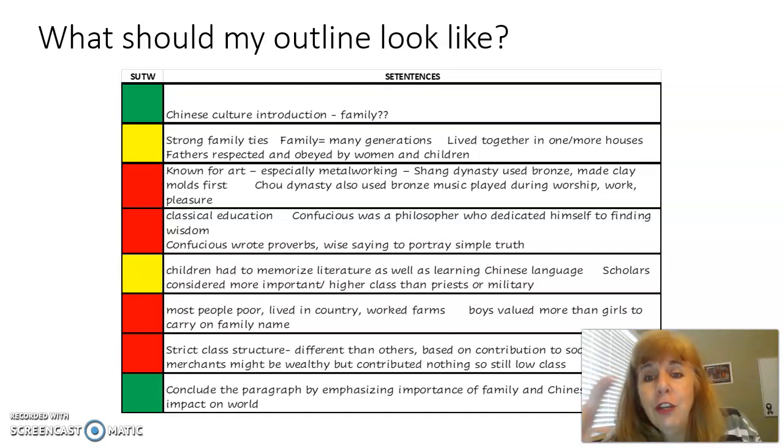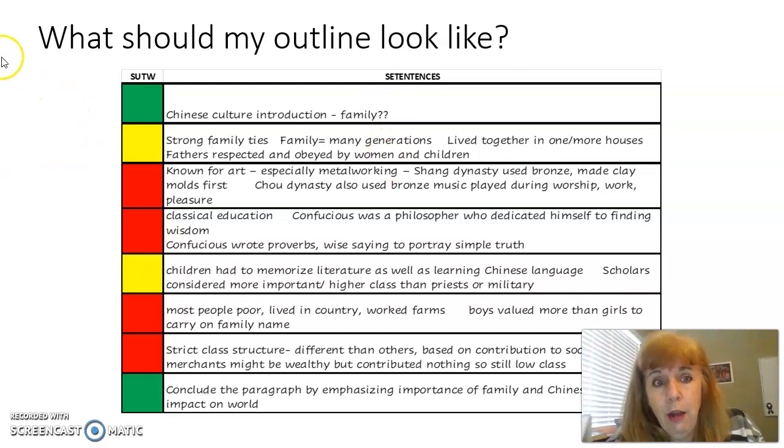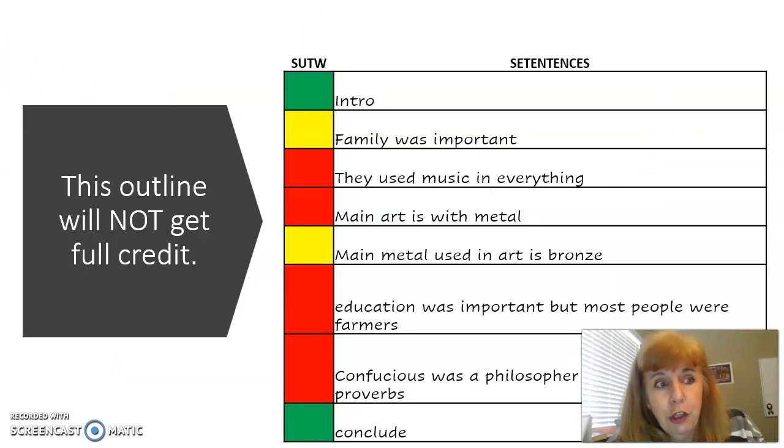Now, when I look at your outline, if your outline looks like this, I can tell you've done a ton of research, and I can tell that you are ready to write your paper. Okay, this would be a good looking outline. This is what yours should look like.